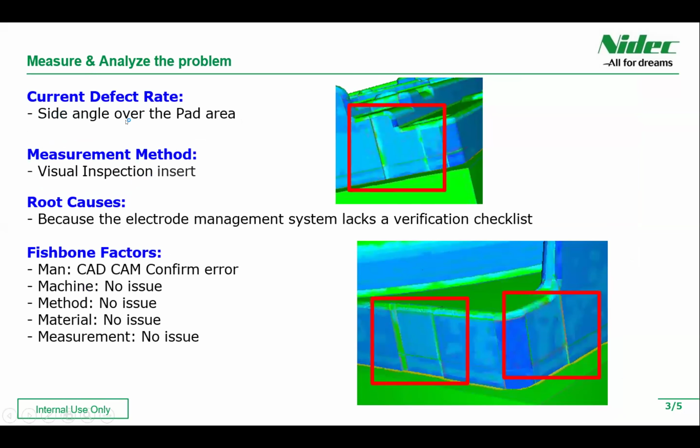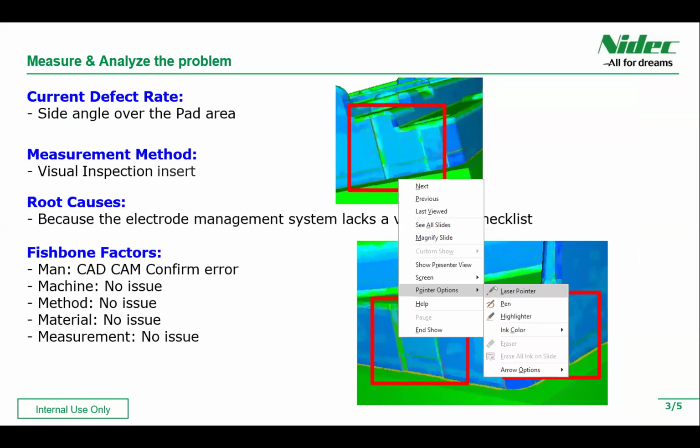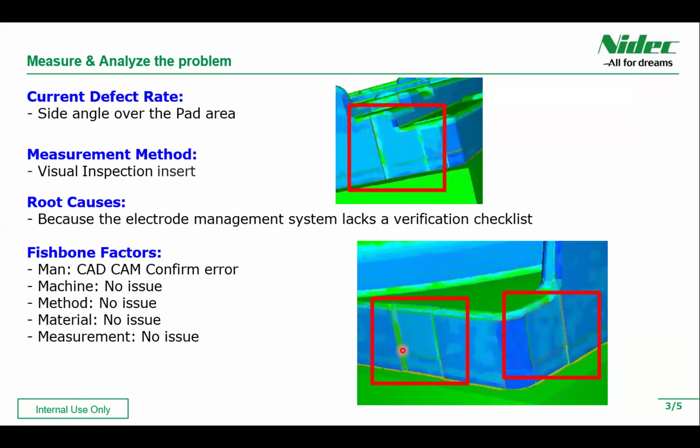The problem is actually that the CNC process has the overcut. We have the measurement method by 3D scan measurement. In the 3D scan measurement we can see this green color, very clearly. It is already NG. But what happened is we have an electrode management system with a verification checklist.